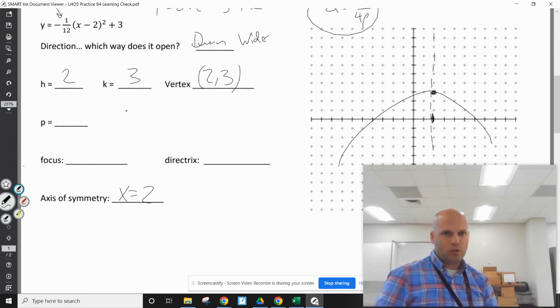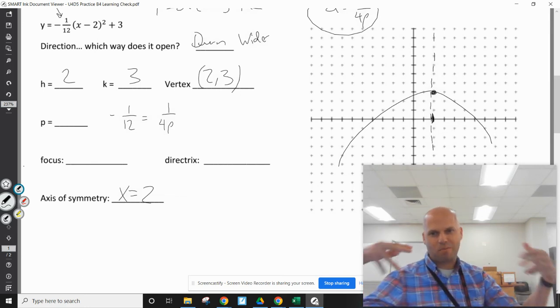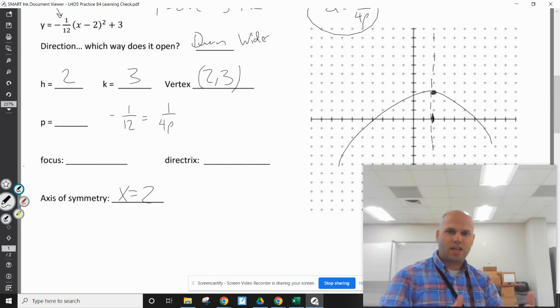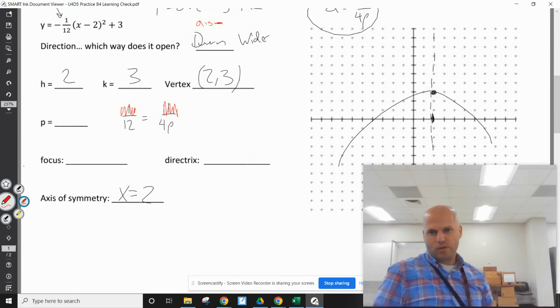Well, I was told that a is 1/4p. Now, you might be thinking p has to be negative. I think of p as being a distance versus being a positive or negative number. So I'm just going to say the negative means I'm going down. A is negative. And again, I have 1/12 equals 1/4p. I don't care about the 1/overs because the denominators have to equal each other. I can divide by 4. I get p is 3.